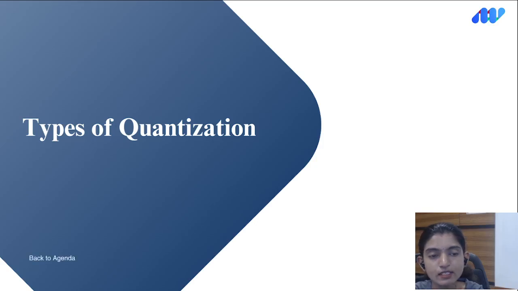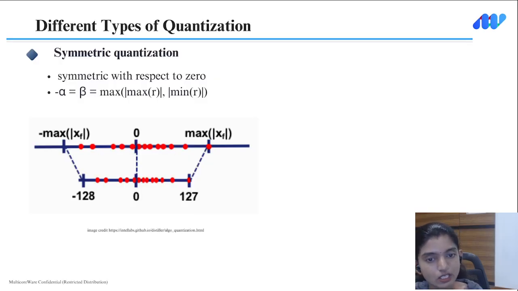Now let's see different types of quantization. When I say different types of quantization, what it means is how we are mapping the float 32 to int 8. So we start with symmetric quantization. Symmetric quantization, as the name suggests, is symmetric with respect to 0. It doesn't have an offset. So the alpha and beta, which is the min-max range, will be considered as the absolute max value.